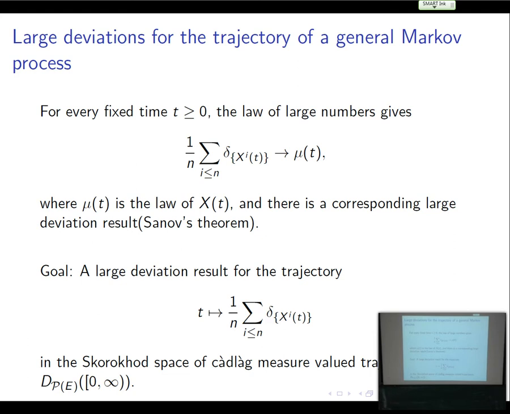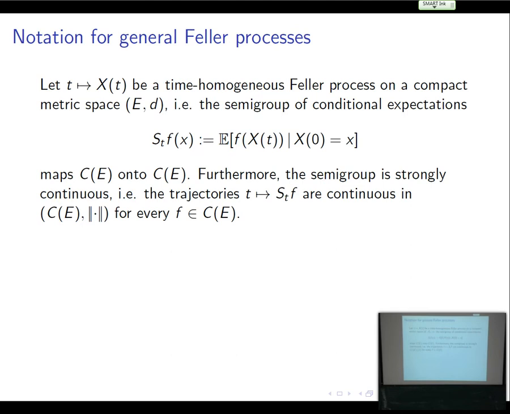Okay. So I want to set up some notation. For a time homogeneous Feller process X_t on a compact space, so now I'll restrict my attention to a compact space, I denote with S_t of f the semigroup of conditional expectations. This is a map from the continuous functions to the continuous functions, and the semigroup is strongly continuous. So for every function f, we know that the trajectory t mapping to S_t of f is continuous in the supremum norm, and also every map S_t itself is continuous.